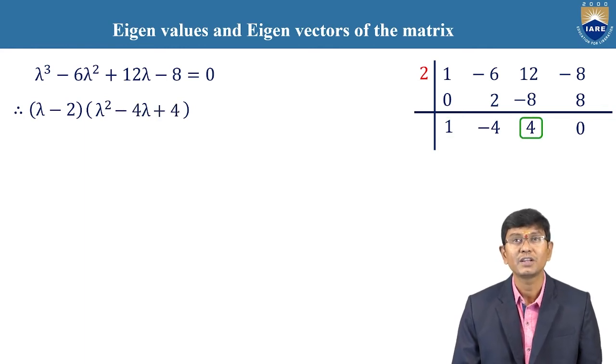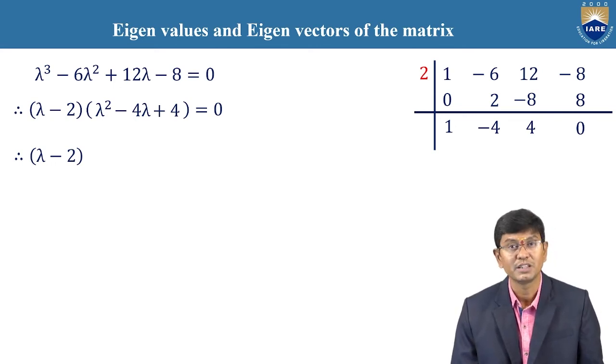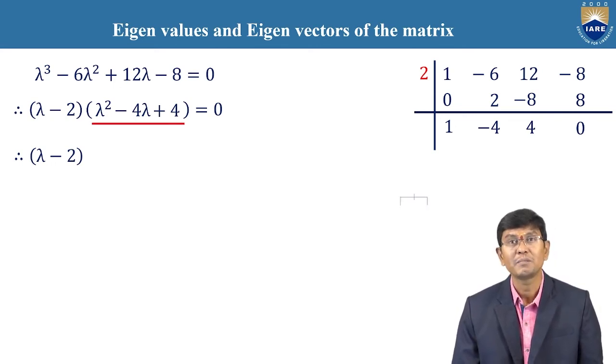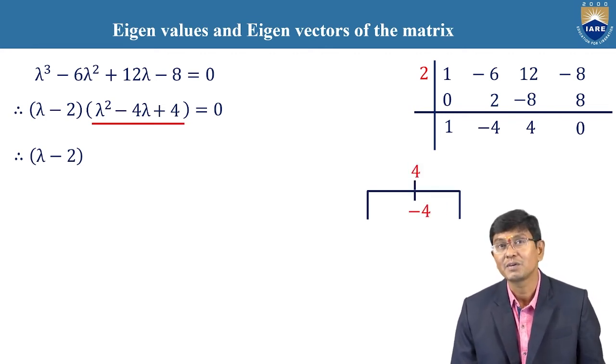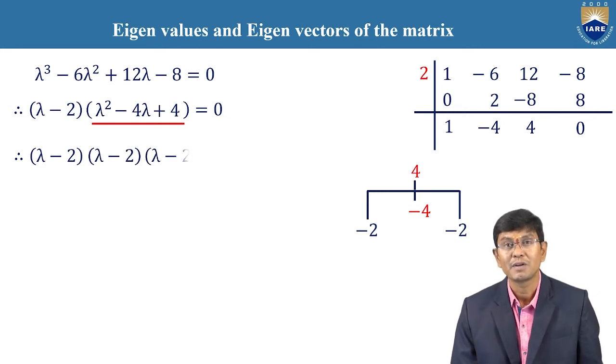Therefore, we need to find the roots of the three equations one by one, by using the factors, the quadratic formula, or any other methods. Therefore, lambda minus 2 is one factor. And similarly, from lambda square minus 4 lambda plus 4, we obtain that the roots are lambda minus 2 and lambda minus 2, the two roots.